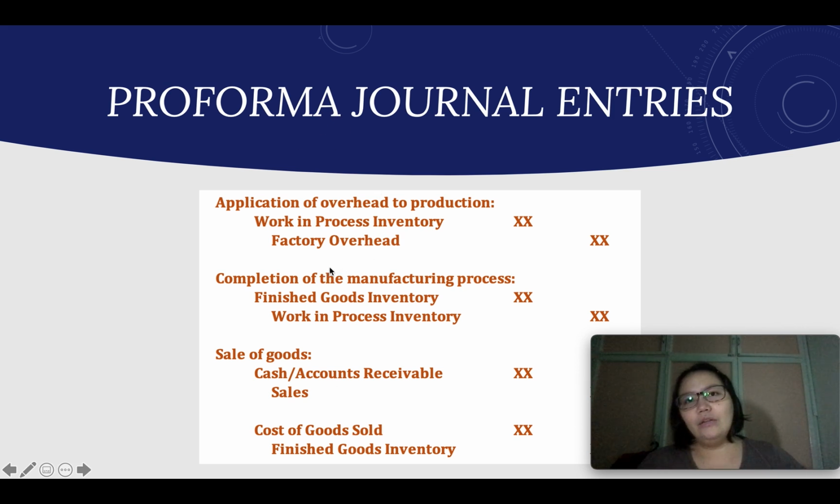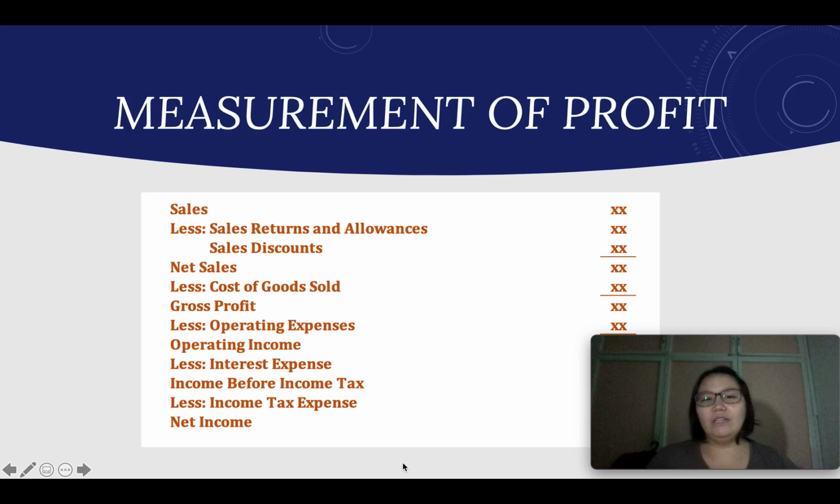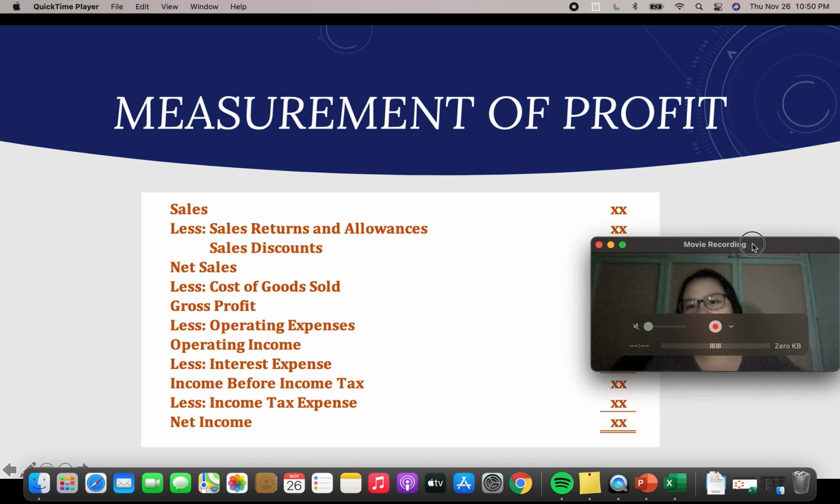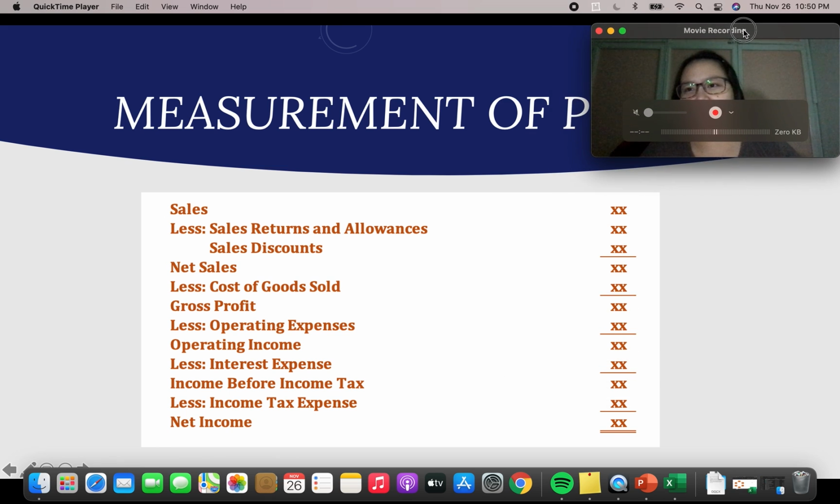Okay? And then of course after we complete the manufacturing process, the pro forma entry is to debit finished goods inventory and to credit work in process inventory. Now, if we sell the goods, the entry is to debit cash or accounts receivable and credit sales, and another entry is needed to debit cost of goods sold and to credit finished goods inventory. We will emphasize the pro forma journal entries later on.